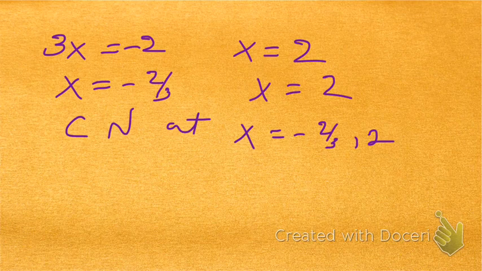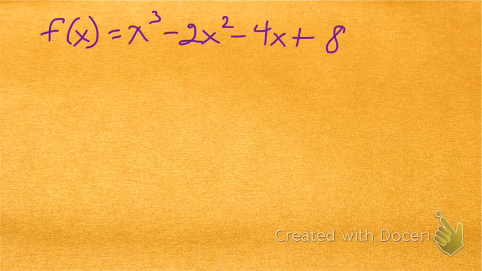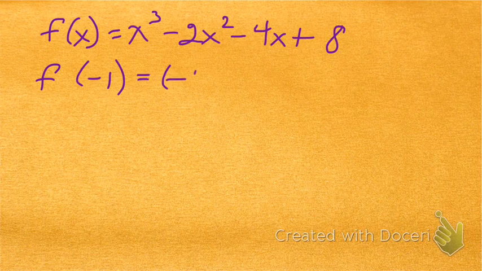Now our extrema are going to occur either at one of the endpoints, so it could be at negative 1, it could be at 3, could be at negative 2/3, could be at 2. We've got to investigate them all. So let's check out f of negative 1. We plug these 4 values into the original function.